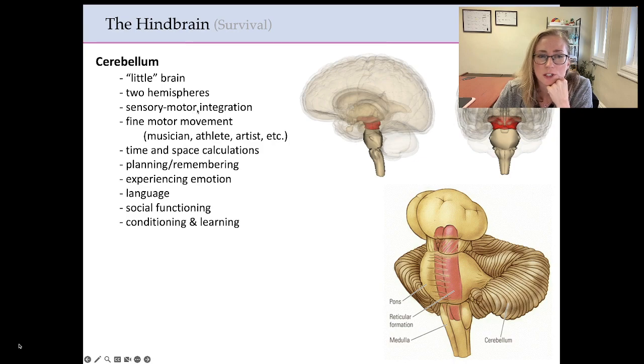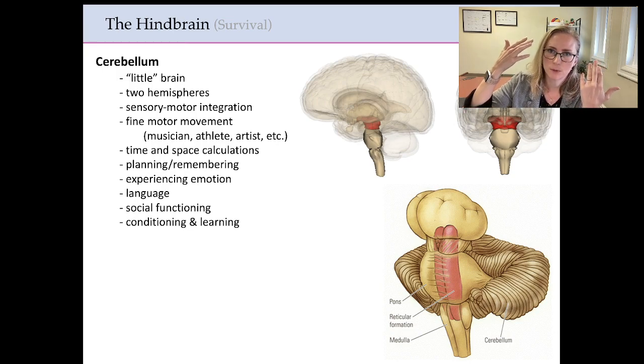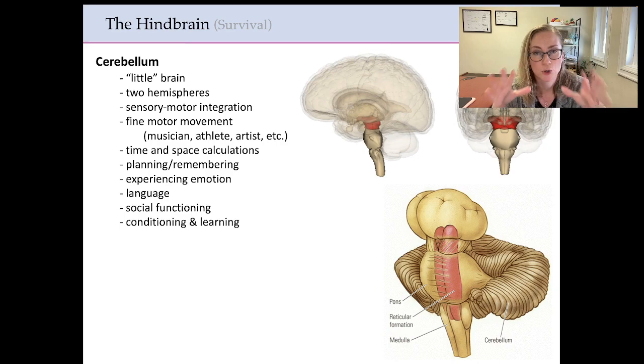It used to be that we thought that it really just does kind of sensory motor tuning, right? Because it's so close to the spinal cord. It probably just takes in information and helps the brain process that information, kind of like an in-between step before it gets up to the brain. But it does so much more than that. It does do sensory motor integration, but it goes way beyond that.